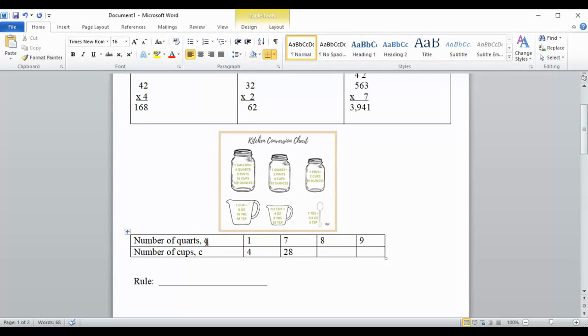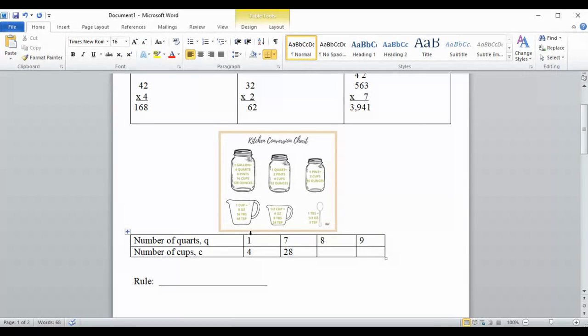But if you don't, you can use your input-output chart to help you figure that out. So since we're working on multiplication, chances are our rule is going to have to do with multiplication. So if you start with 1 and you end up with 4, what did you do? You could say, oh, I added 3. So go over here and say 7 plus 3, and that's not going to give us 28. Plus, I just said, since we're doing multiplication, chances are we're going to multiply.